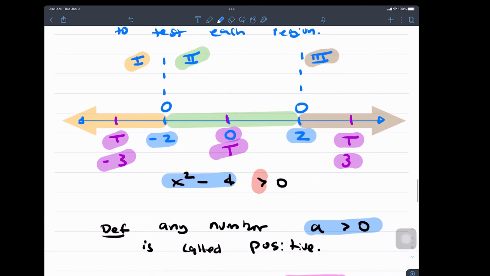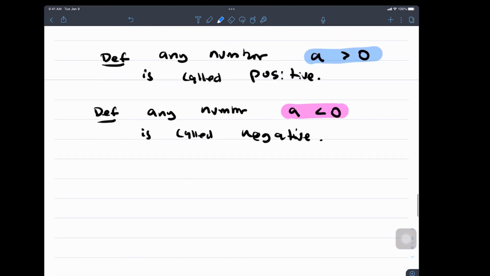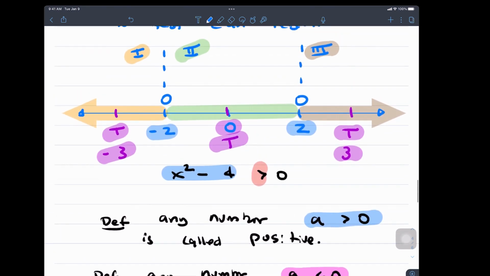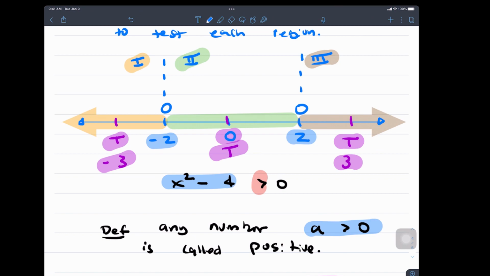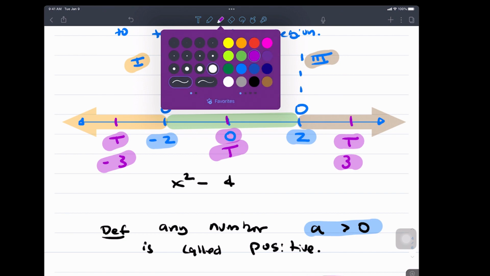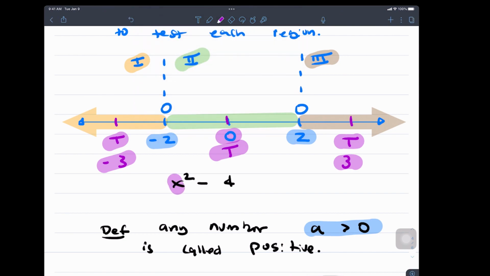So how do we do that? You know what we say? Step 4. Test each region. How do you test each region? What do you think you got to do? You see these test points? Plug them in. The test points represent the region. So if you're going to use -3, let me put -3 in here.